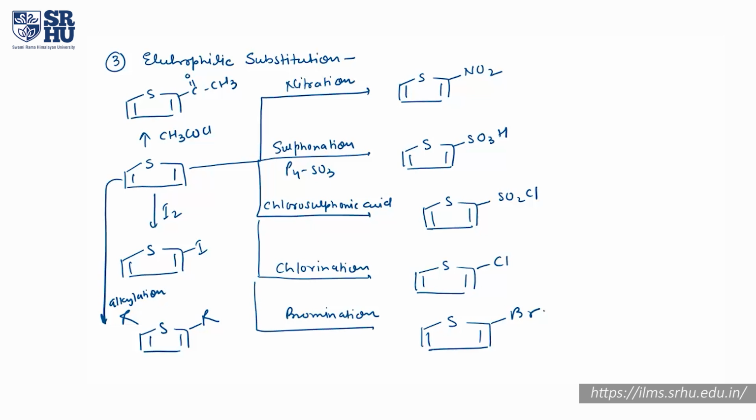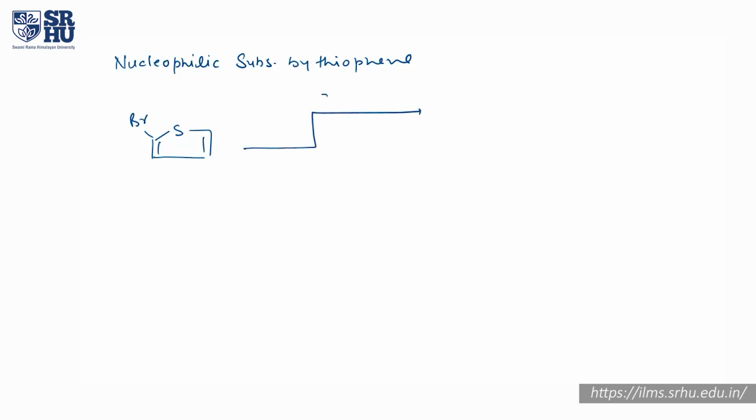Now coming to our next reaction, which is nucleophilic substitution reaction by thiophene. Let's say we have thiophene with bromine at its second position, and we want to do nucleophilic substitution. First of all, we react it with copper chloride and pyridine in presence of DMSO, which is a polar solvent. So substitution will happen. A bromine will get replaced by chlorine.